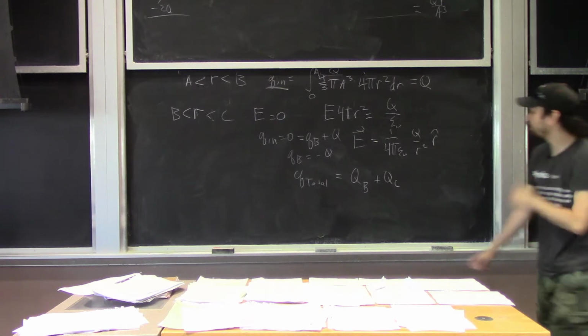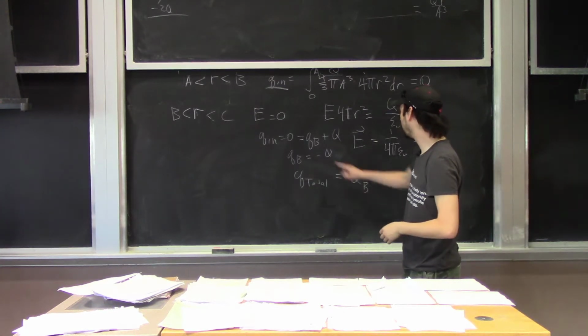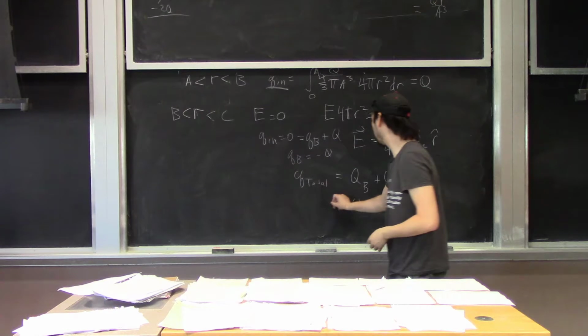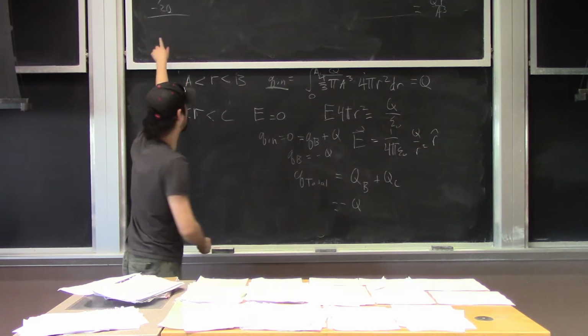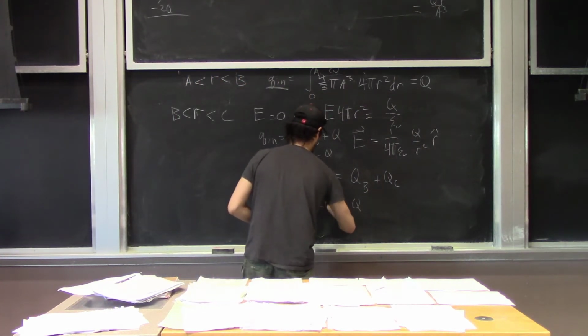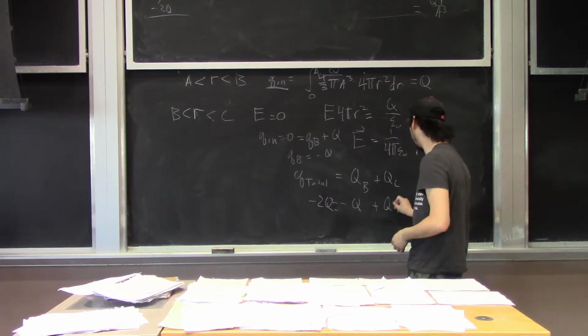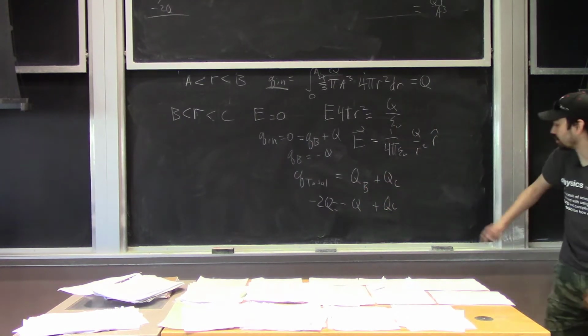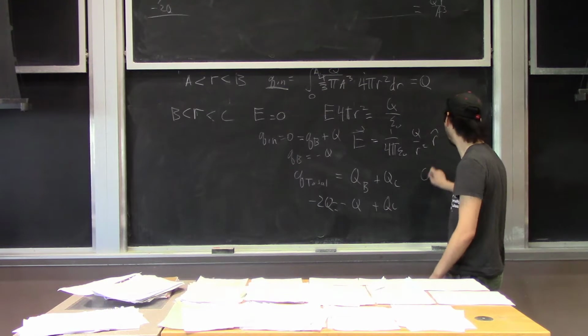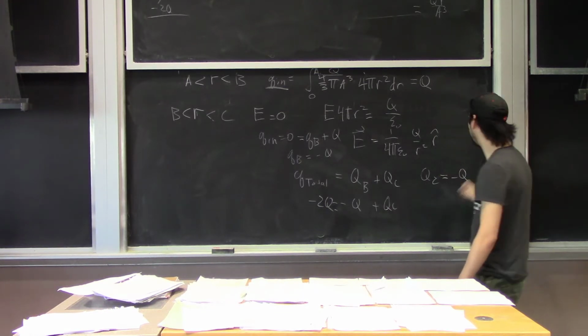Now we know what QB is. We know that that's minus Q. We know that the total charge on this is minus 2Q. And so we can write some algebraic equation, and we can actually just see that in order for this to be true, then QC is equal to minus Q.